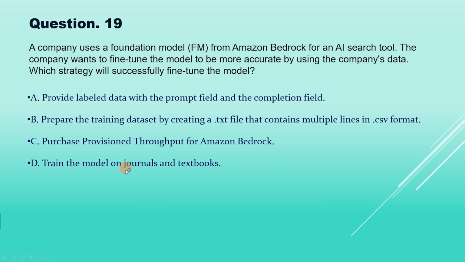So now the correct answer here will be option A, provide labeled data with the prompt field and the completion field. Because fine-tuning a foundation model involves providing labeled training data where each example consists of a prompt, that is the input to the model, and a completion, that is the desired output. Here the prompt means the input to the model and completion means the desired output. So this structure helps the model learn a specific pattern or behavior tailored to the company's data and use case.